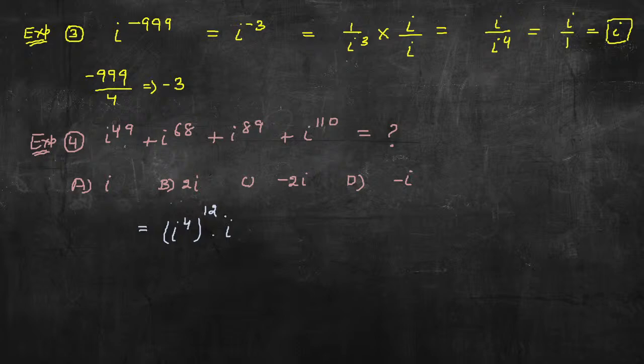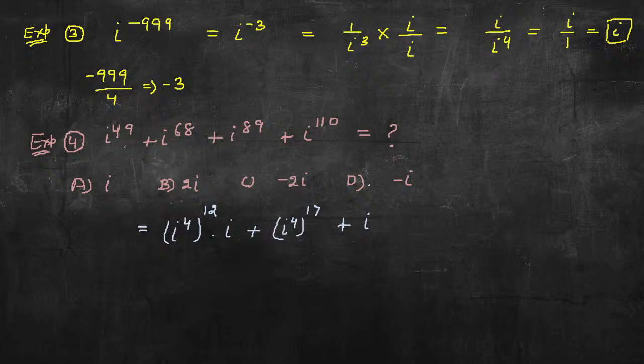And plus iota raised to power 68. Again, you will write iota raised to power 4 and just divide by 4. So 4 1s are 4 and 4 7s are 28. It will finish. 17 4s are 68. You know that.